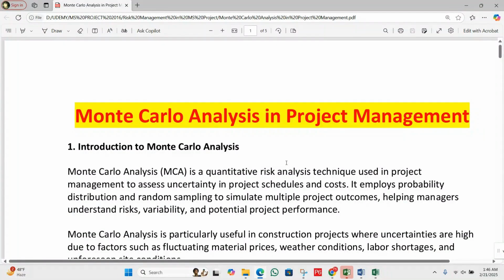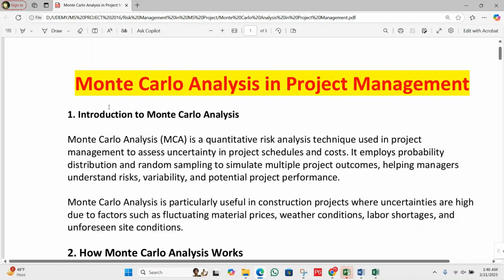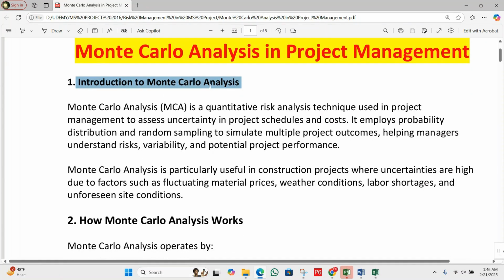In this video, let's take an overview of a very important topic, Monte Carlo analysis in project management, or you can say in risk management. So first we will take an overview of the introduction to Monte Carlo analysis.